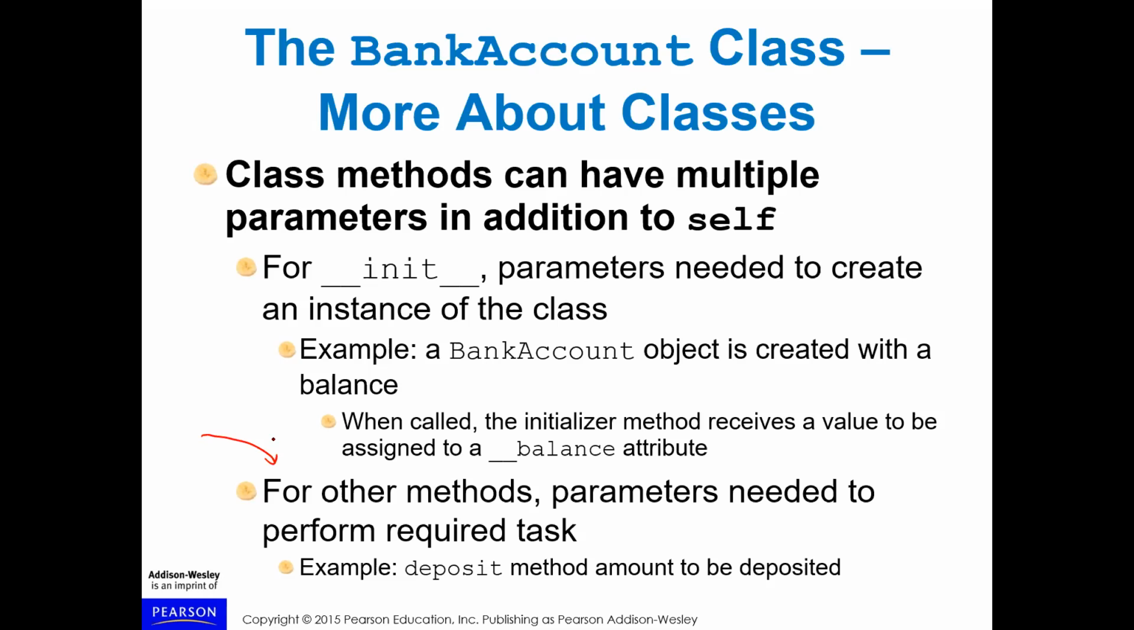For other methods, parameters needed. Okay, so I think what that is trying to say is that for other methods, like the deposit method, you need to have parameters associated with them. So for instance, if you're going to deposit something and the code is going to issue a deposit, you need to know what the amount of the deposit is going to be.